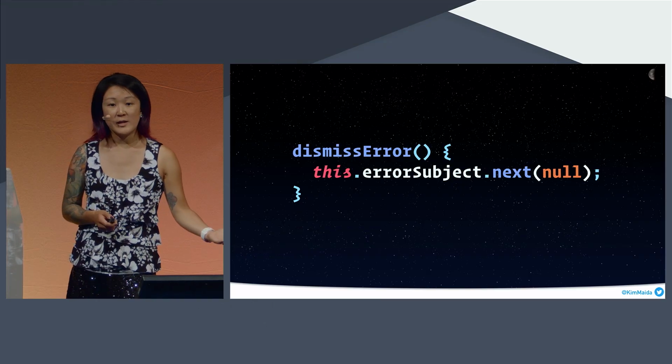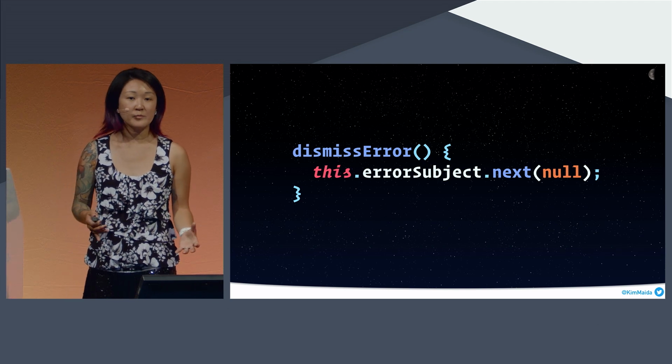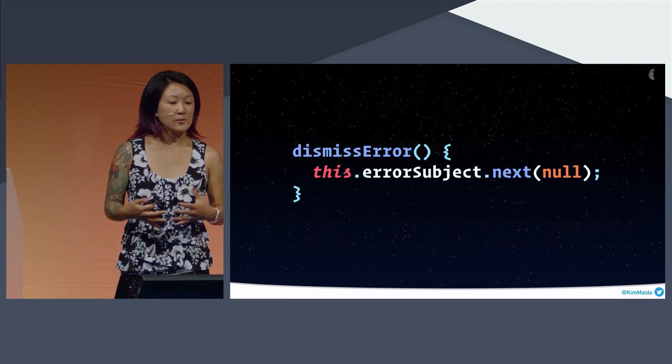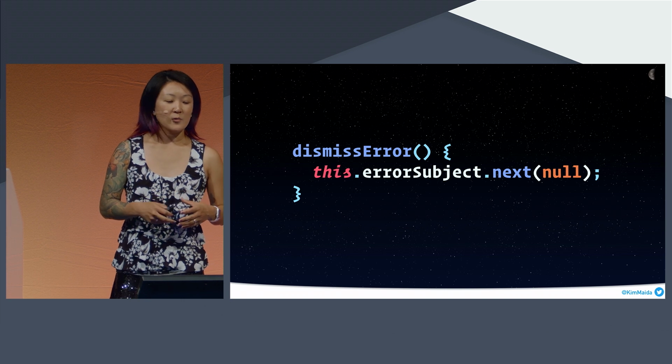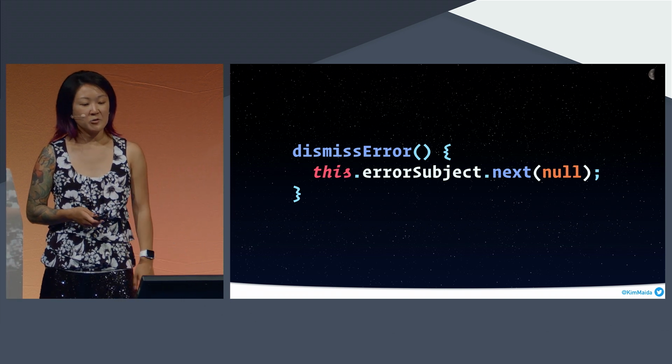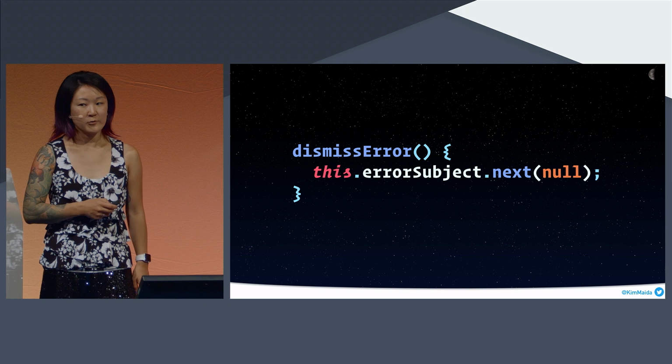Now, speaking of errors, I need a way to dismiss errors, because again, my error subject and my store subject don't necessarily communicate directly between each other. So I'm going to create a dismiss error method. It's just going to emit null from my error subject.